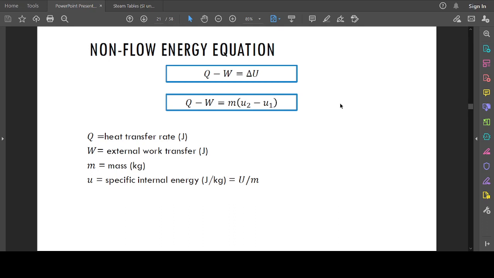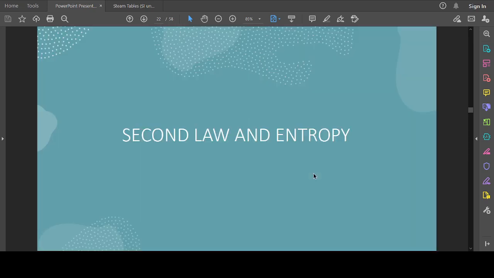So for a system that is stationary, the energy balance is given as the heat transfer rate minus the work transfer is equal to the internal energy that the system possessed, that the material itself possessed. And this could be broken down into the mass times the specific internal energy, which is equal to the internal energy per unit mass. Okay, and it has a unit of joules per kilogram.